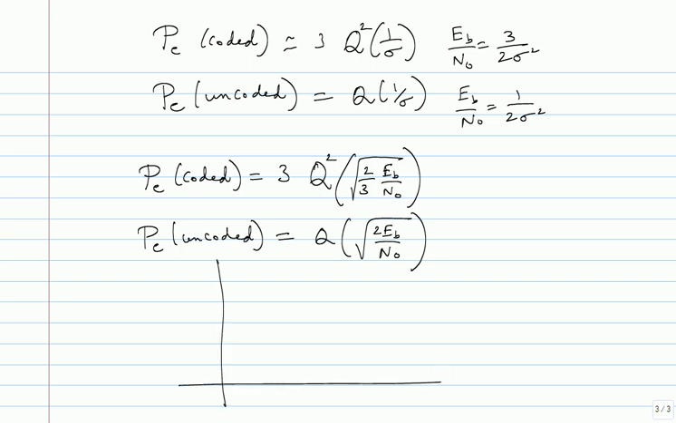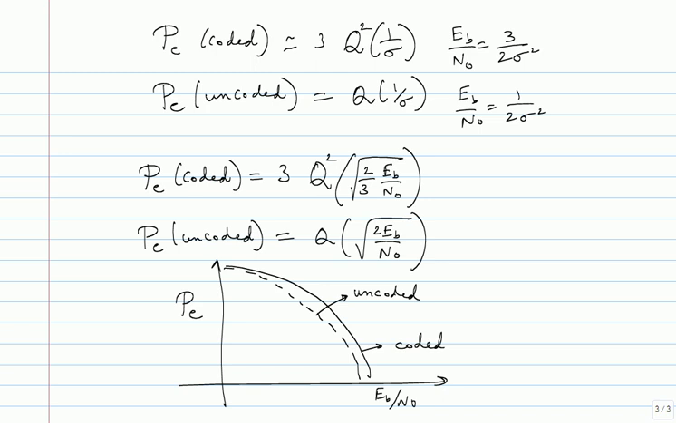If you plot PE versus Eb over N0, with the uncoded curve lying here, your coded curve will actually be marginally worse. You can try this in MATLAB if you want. What does it mean? It means because you did this coding, you're wasting too much energy. You're not getting back enough gain for all the energy you wasted. But if you plot with respect to just SNR, it's okay. There's no problem.